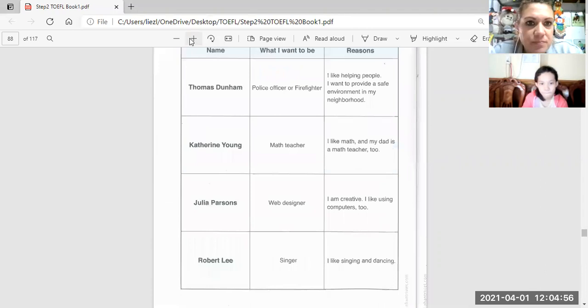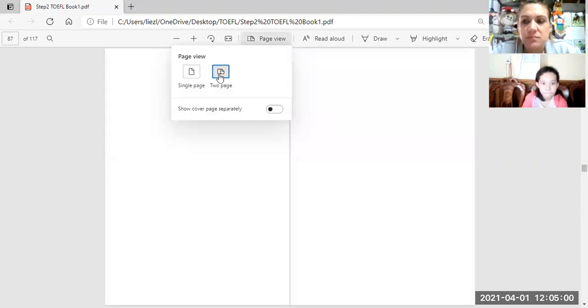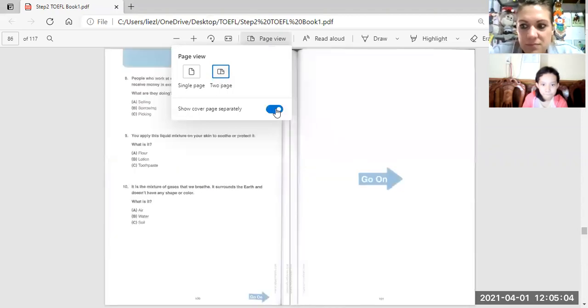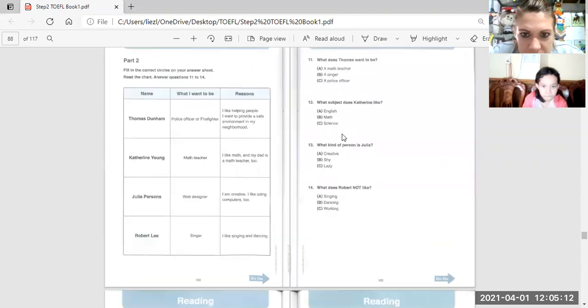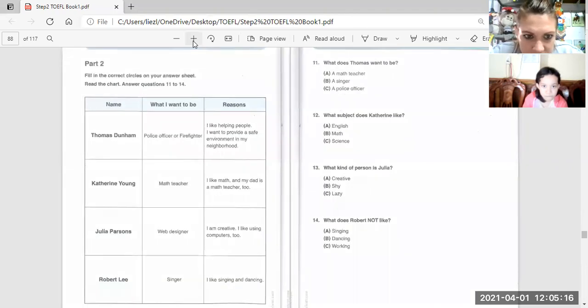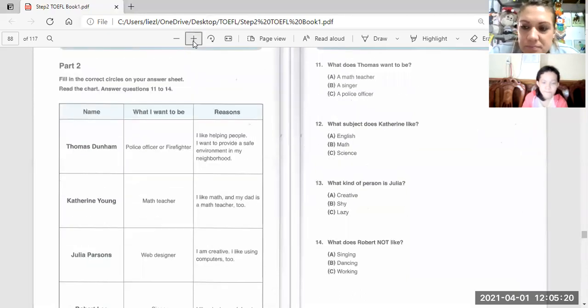Okay, we're going to do number two. Okay, let's look at this. Number 11. What does Thomas want to be? He wants to be a police officer. Yes.